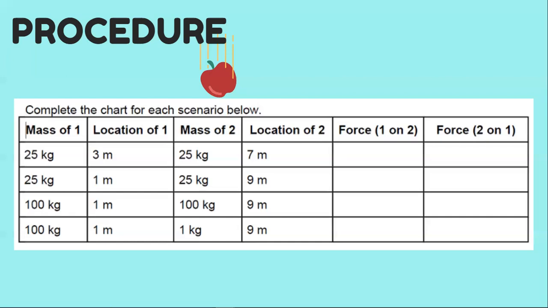Then for setup number 3, or trial number 3, we have 100 kilograms, still located at 1 meter. And for mass 2, we have 100 kilograms, which is located at 9 meters. Then at setup number 4, or trial number 4, we have 100 kilograms, still located at 1 meter. And then the mass of the second is 1 kilogram, and the location of our object is at 9 meters.